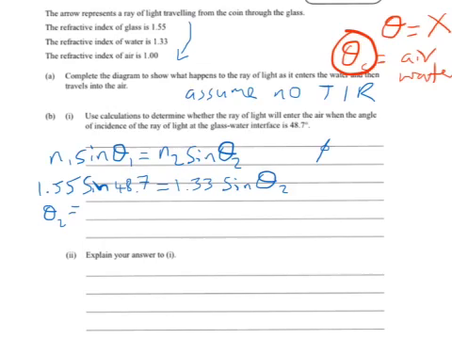So what do you get? You get an angle theta 2 of 61 degrees. That means the angle of incidence for the next boundary, which I'm going to do in a different colour. Okay, so here we go, different colour.